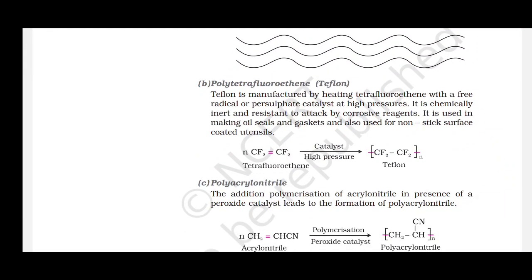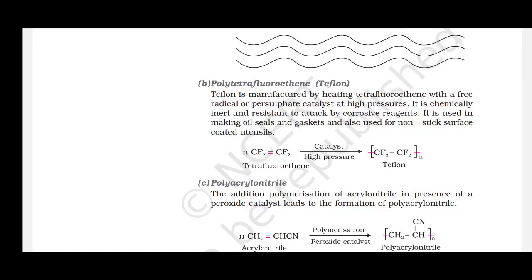Polytetrafluoroethene, that is Teflon. Teflon is manufactured by heating tetrafluoroethene with a free radical or persulfate catalyst at high pressures. It is chemically inert and resistant to attack by corrosive reagents. It is used in making oil seal and gaskets and also used for non-stick surface coated utensils. So you can see CF2 double bond CF2, what do we call this? Tetrafluoroethene. A catalyst will be needed, high pressure will be needed, and what will be formed? Teflon.